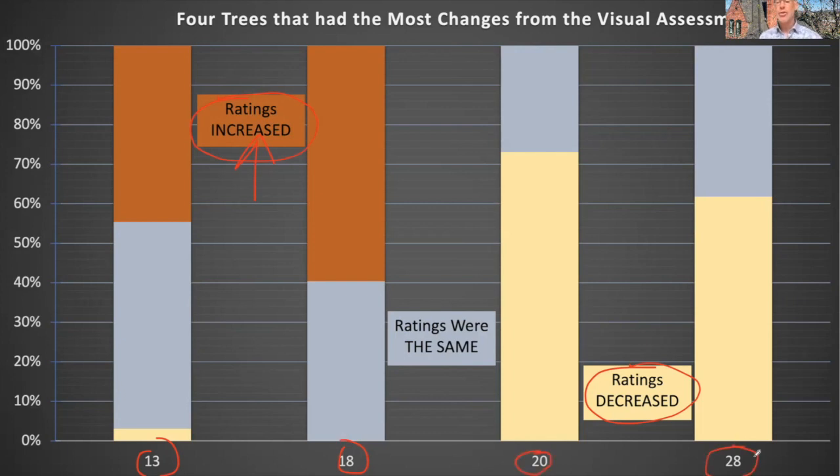The same thing is true for trees 20 and 28, except it's in the other direction. For both of these trees, the ratings decreased from the visual assessment likelihood of failure rating. So for tree 20, almost 75% of people decreased their rating after the other assessment techniques compared to the visual assessment. And for tree 28, it was 61 or 62% of people decreased their likelihood of failure rating.